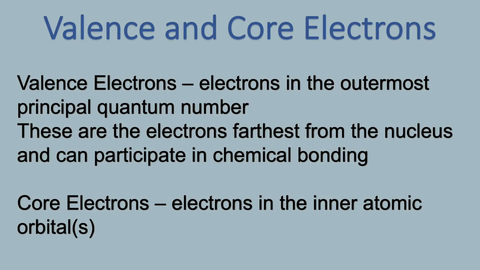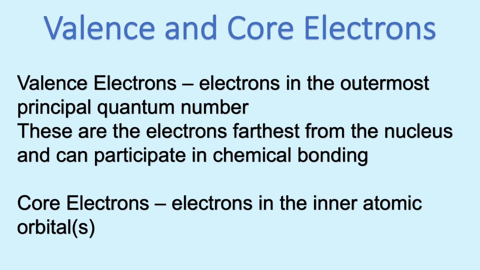Valence electrons are electrons in the outermost principal quantum number. These are electrons farthest from the nucleus and can participate in chemical bonding. Core electrons, on the other hand, are electrons in the innermost atomic orbitals. Note how core electrons can be in more than one type of orbital. The key is that valence electrons are in the outermost orbitals.